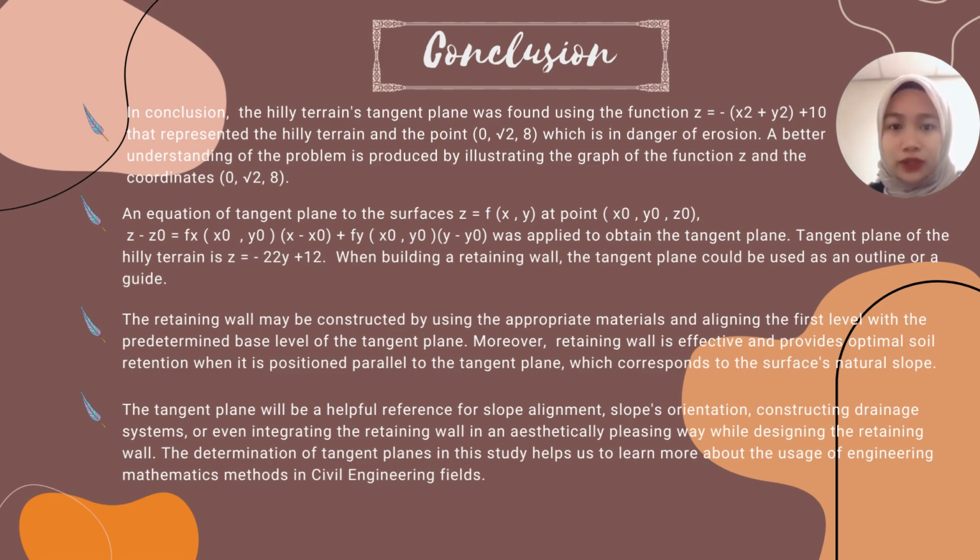The retaining wall may be constructed by using the appropriate materials and aligning the first level with the predetermined base level of the tangent plane. Moreover, a retaining wall is effective and provides optimal soil retention when it is positioned parallel to the tangent plane, which corresponds to the surface's natural slope.